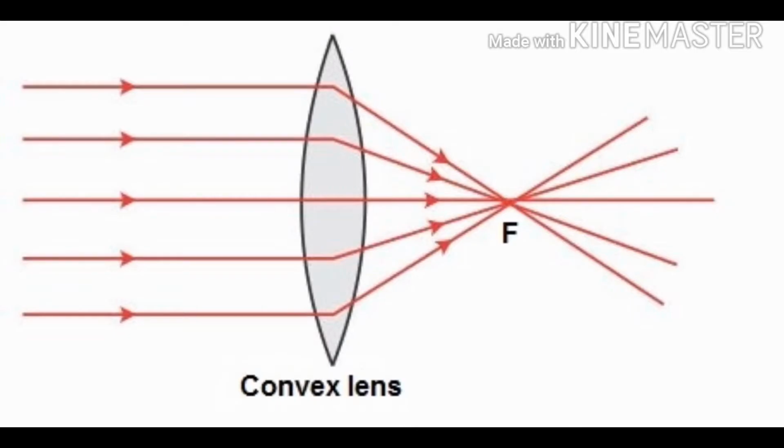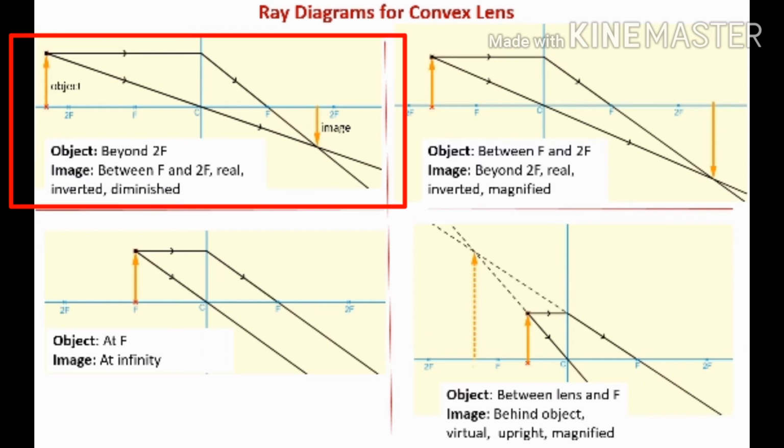If the object is at infinity, then the image is formed at the focus and the size of the image is a point. The nature of the image is real and inverted. If the object is kept beyond 2f1, then the position of the image will be between f2 and 2f2. The size of the image is smaller than the object and it is real and inverted.